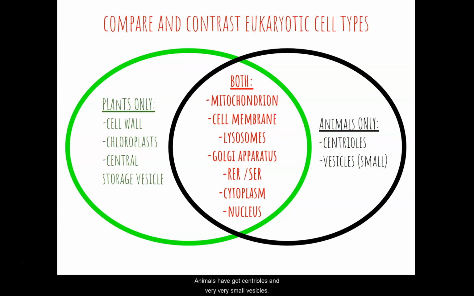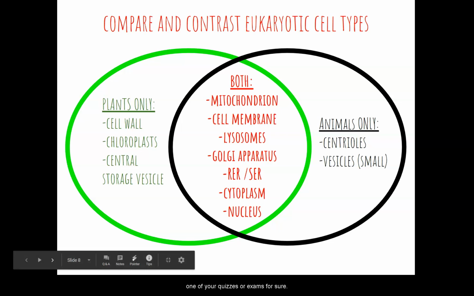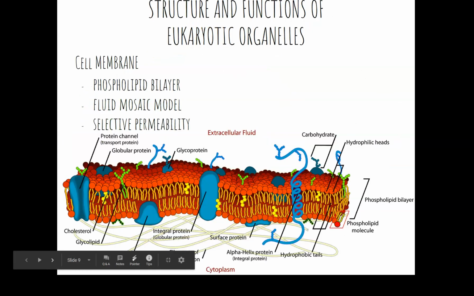Animals have got centrioles and very small vesicles, and plants have got a cell wall, chloroplast, and a central storage vesicle. I suggest you memorize that fact. That'll be a question on one of your quizzes or exams for sure.